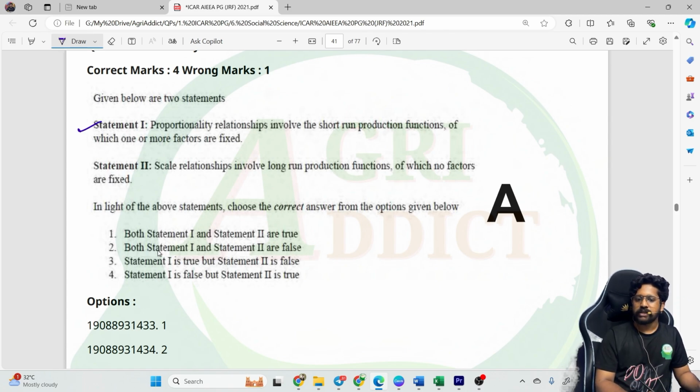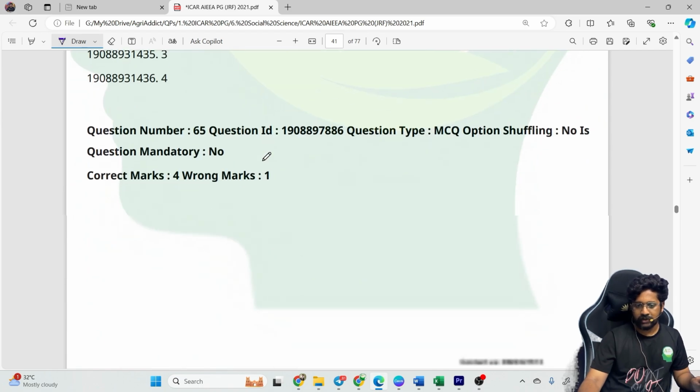What about statement 2? Scale relationships involve long run production functions of which no factors are fixed. Yes, in the long run there are no fixed factors, that is, all factors are variable. And in scale relationships, there will be simultaneous increase or decrease in the factors of production throughout the production process. So statement 2 is also correct. Both statements are correct. Option 1 will be the correct answer for this question.